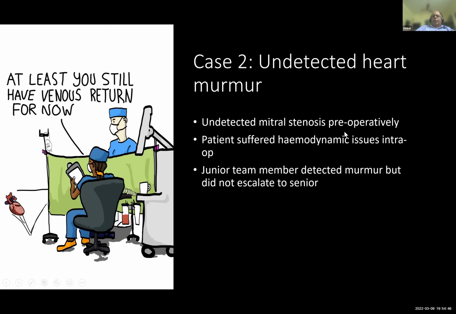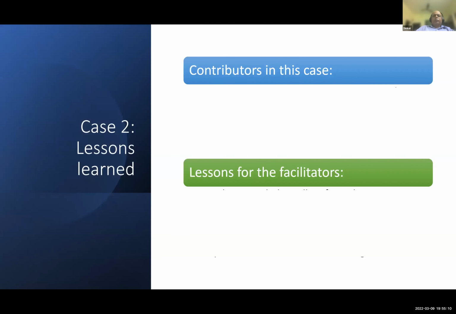So this was not recognized preoperatively, and the patient had hemodynamic issues intraoperatively. The junior team member detected the murmur, but they did not escalate to the senior because they thought that the senior must already know about it. They're so senior, they're experienced. So I'm sure if I tell him something, he will yell at me saying, why are you telling me something that I already know? So the junior team member did not escalate this to the senior. So as a result, the patient suffered hypotension, and eventually I think the patient went into arrest, simulated patient, of course.